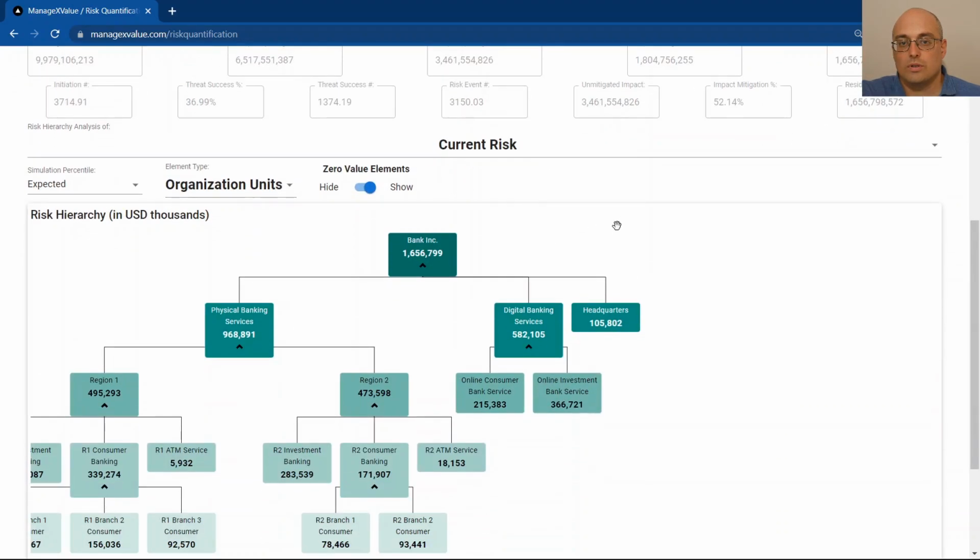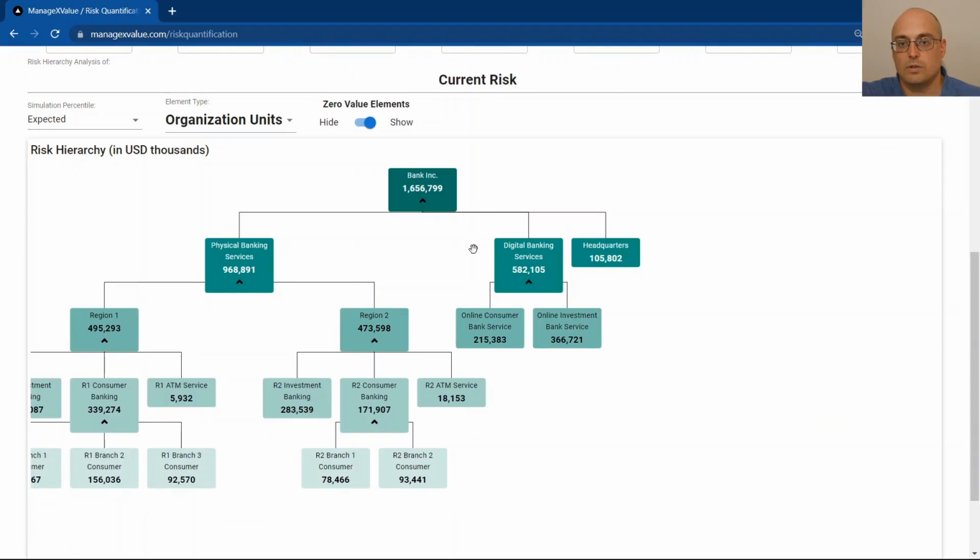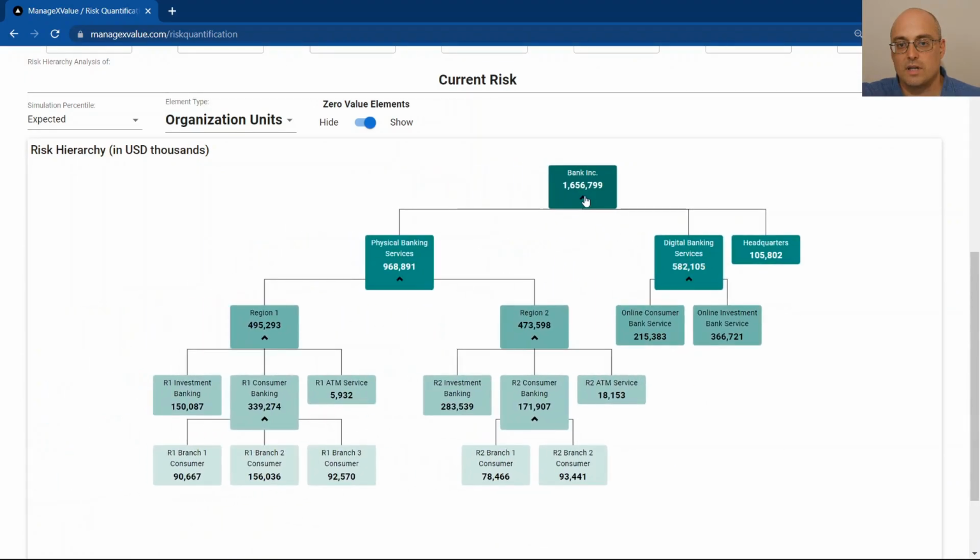So when we focus on the risk hierarchy, you can see the same amount of risk, but now distributed across the various dimensions. The very first dimension is the organization unit. As you can see, this is a pretty simplified bank structure with some digital banking operations and physical banking operations, with a couple of regions and a few branches within each region. There's investment banking and consumer banking operations also.